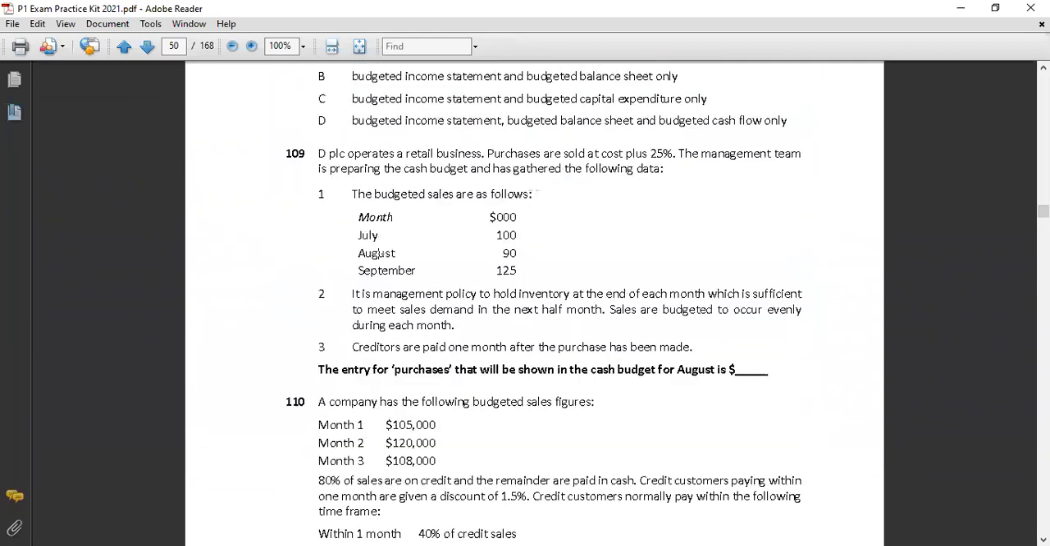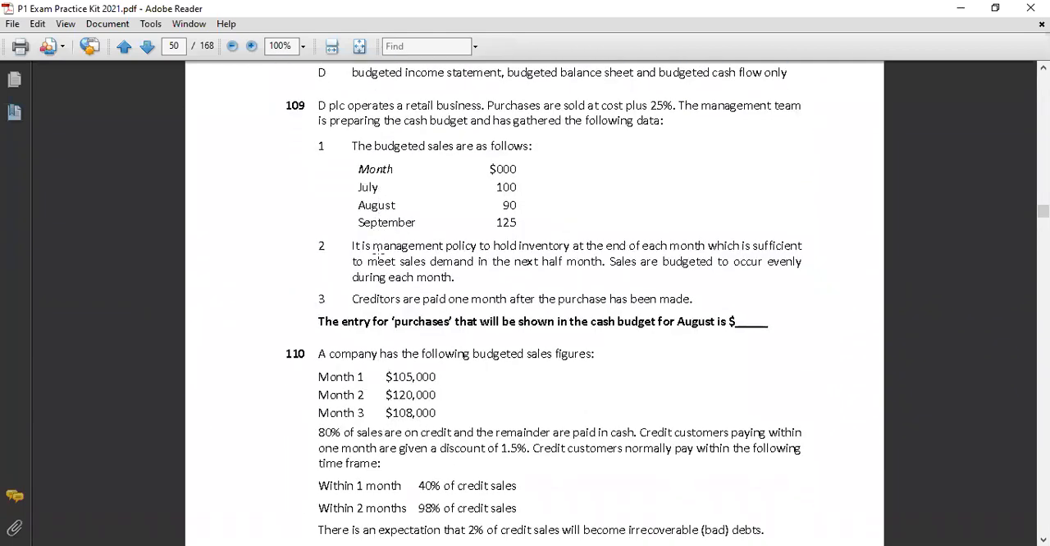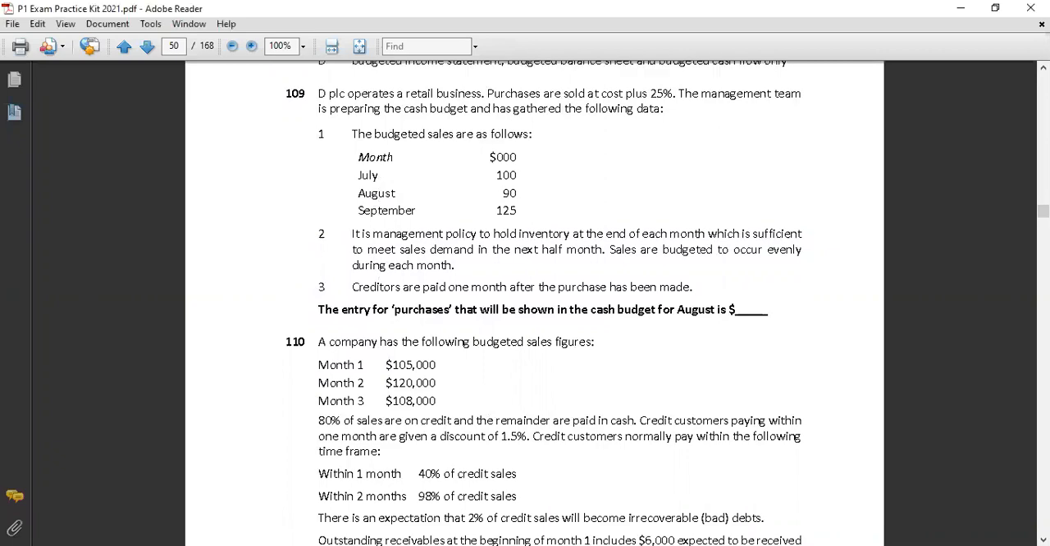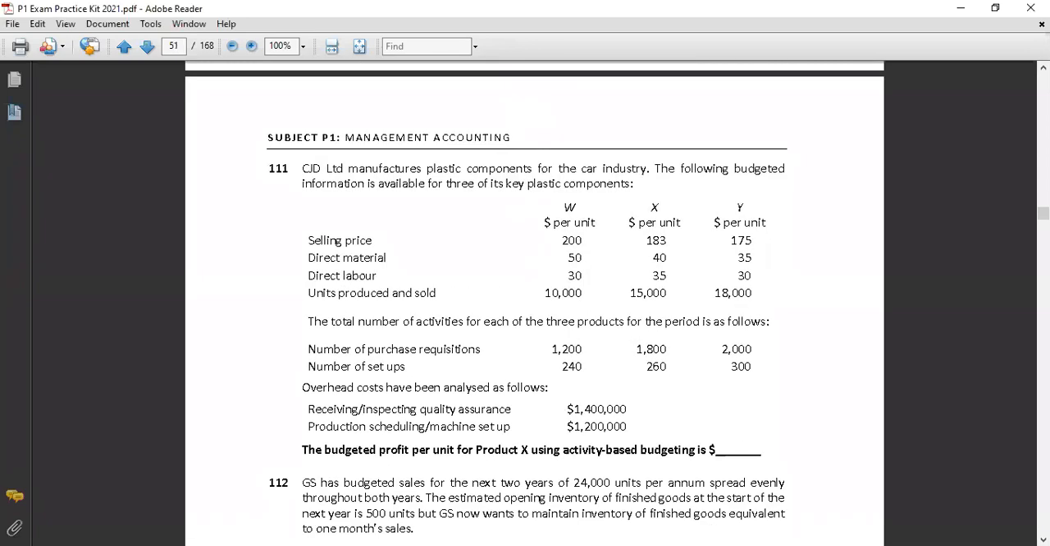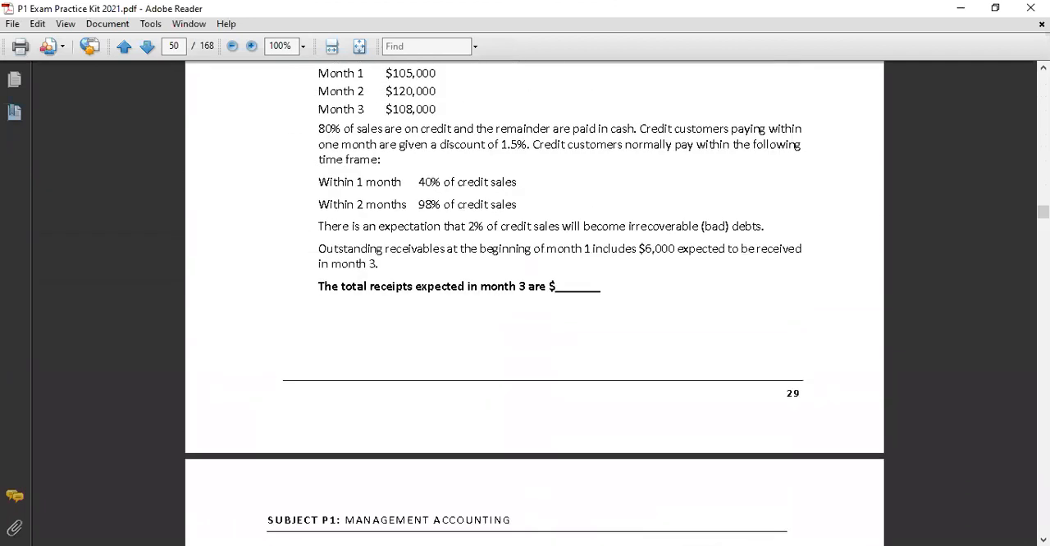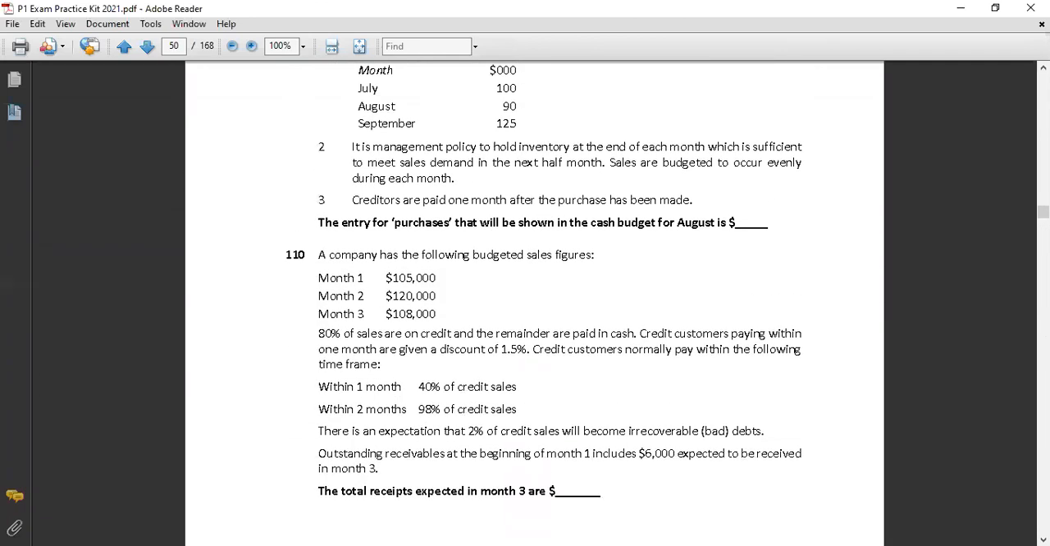After 107, 109. One zero nine is also done. 110 is also done. Ma'am, we didn't complete 110, ma'am. We did it half, ma'am.